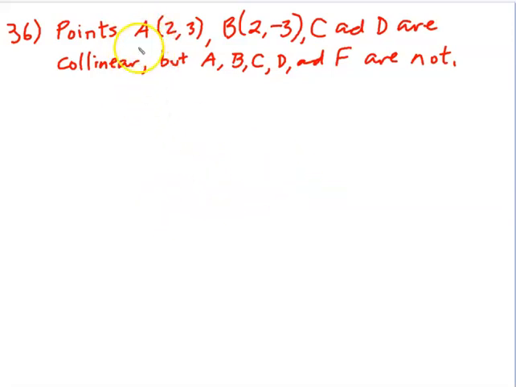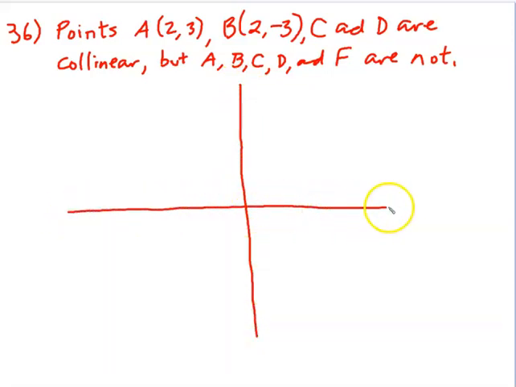We're asked to draw points A, B, and C and D are collinear, but these other points, the set of points A, B, C, D, and F are not. So they give us ordered pairs, so that tells us we're going to have to use the coordinate plane. So we're going to sketch out what they're describing here. So let's draw point A. Maybe go to a different color. That's the point 2, 3.